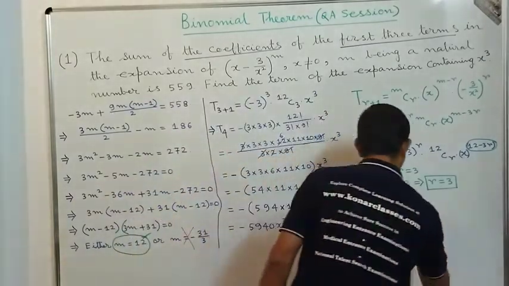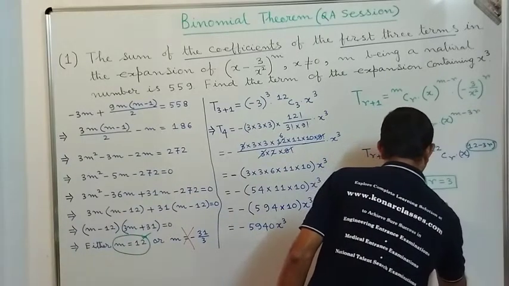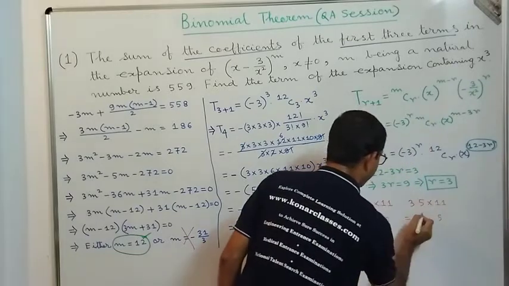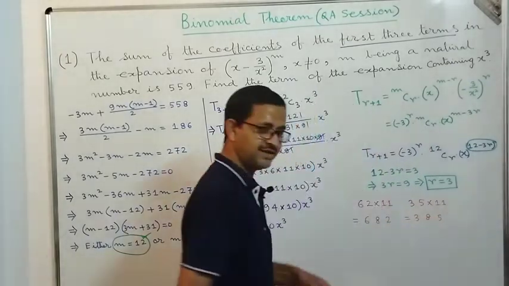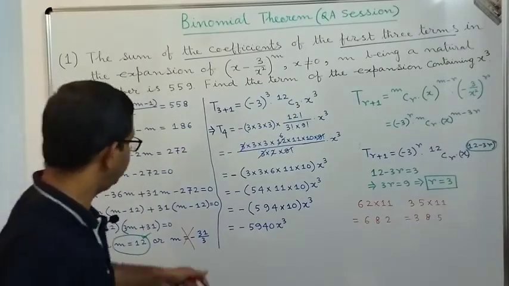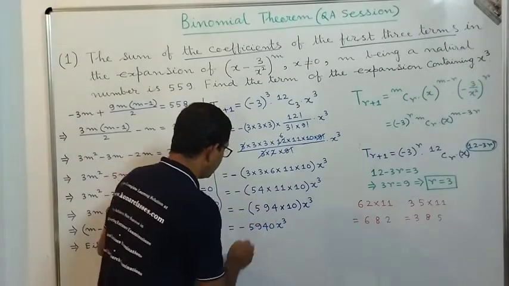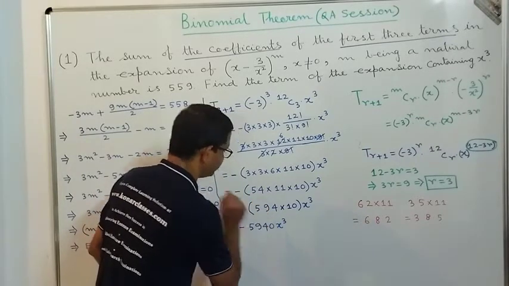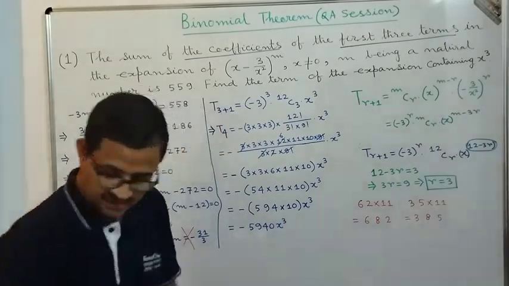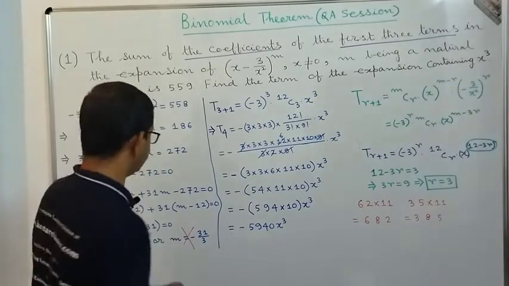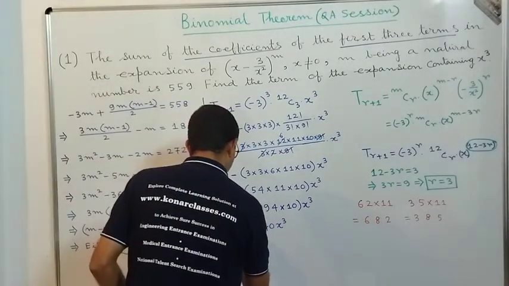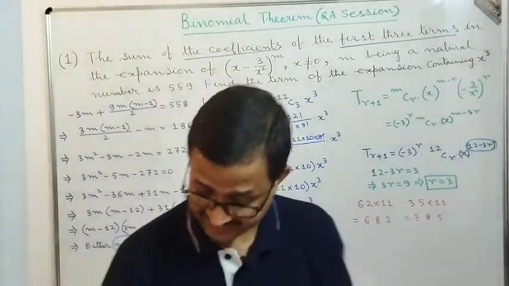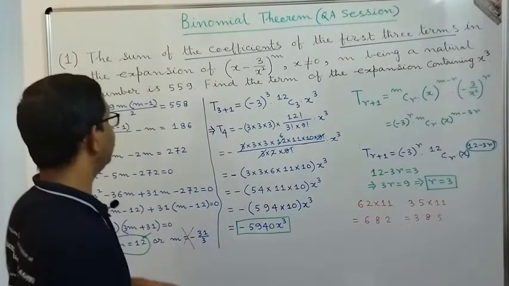Suppose you want to make 35 into 11. What we get: you write 3 and 5 at the two ends and add 3 and 5, which is 8. So this is a shortcut technique. Similarly here we have done 54 into 11. We wrote 5 and 4 at the two ends, and in between we place the sum of 5 and 4, that is 9. So this is the answer to the question, dear students: minus 5940 into x to the power 3. I hope you got a very clear understanding, and now let me proceed to the next question.